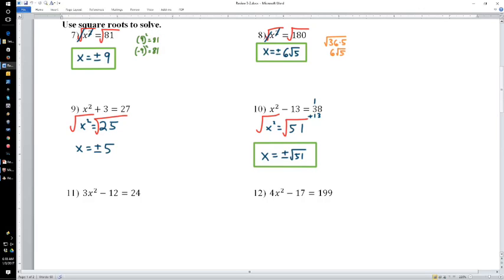All right. Number 11 and 12, again, exact same way. Get down to the x squared. If you want to try number 11 first before walking through with me, go ahead and pause the video. If you're not, let's go. So, start off, add 12 to both sides. So we got 3x squared equals 36. Divide by the 3. So x squared equals 36 divided by 3, which is 12. All right, then we'll go ahead and square root both sides.